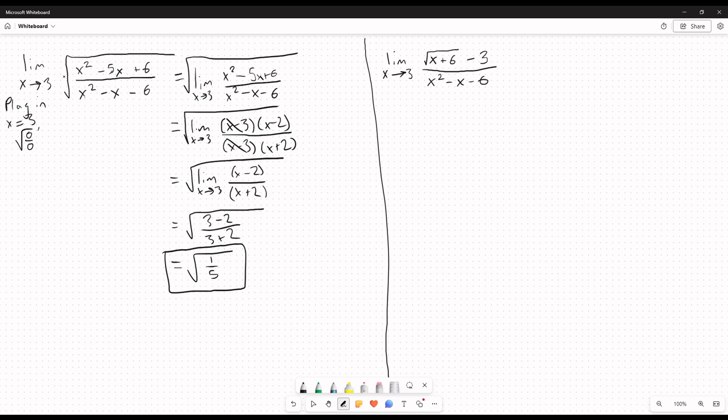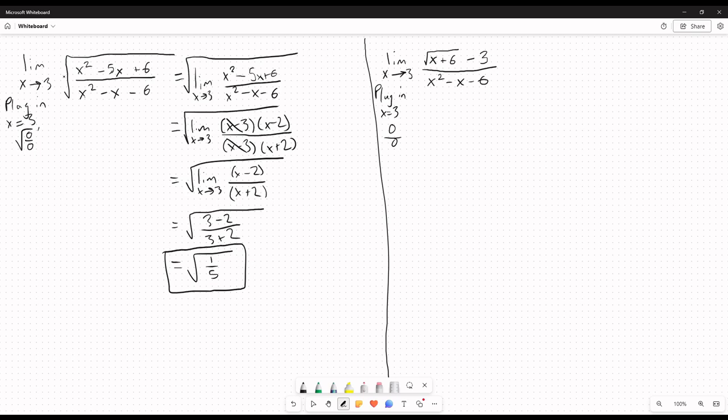Again, the first thing we want to do is check what happens when we plug in x equals 3. And again, you will end up getting, in this case, 0 over 0. We'll have square root of 9 minus 3, that's 0. We'll have 9 minus 3 minus 6, that's also 0. And we can't really factor anything yet because this square root of x plus 6, well, that's under a square root. That's kind of totally separate.